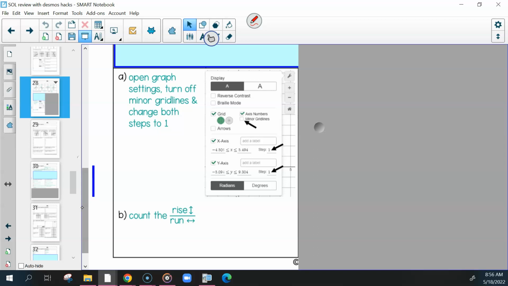And then for this part, open the graph settings, turn off the minor grid lines, and change both steps to 1. And then count the rise over run. Wait, where's settings? Hold that thought. I will do that in a second. So, Kaden, you wanted to see 5. Okay, and Lily, you said 7.